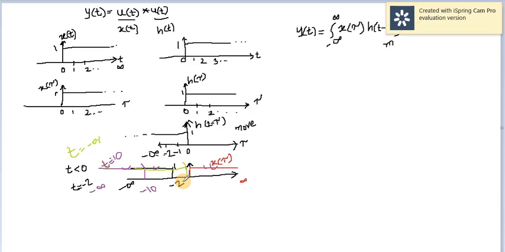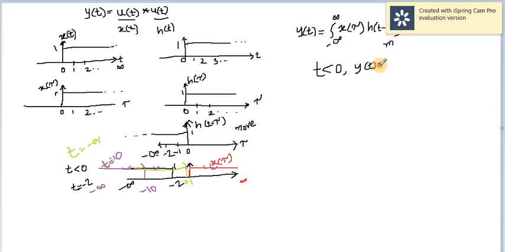So from minus 0.1 to minus infinity, the h of t minus tau is there, and x of tau is there from 0 to infinity. Again, they are not overlapping, so the result of convolution is 0. So whatever the value of t, if it is less than 0, then certainly our y of t is going to be 0.